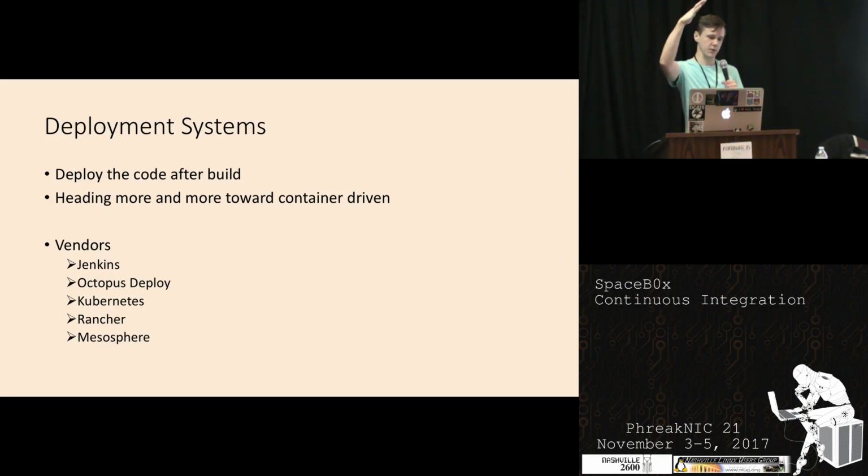A lot of times the build service actually will containerize and build an image of the built service and then shove that up to the deployment system, and now the deployment system is just programmed to find the right amount of space in the allocated servers and deploy it. So Jenkins would also fall in there, Octopus Deploy, Kubernetes, Rancher, Mesosphere. A lot of these are going to be container-based. That's kind of the direction that a lot of these are going.